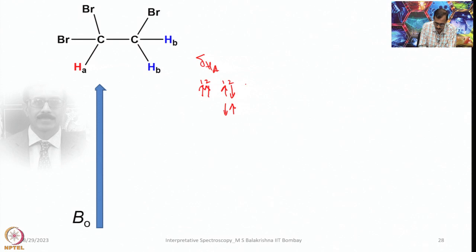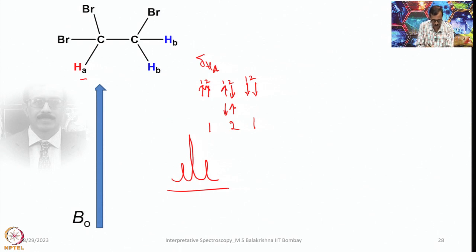Now the third one will be something like this, 1 and 2. So that means now if you just see, these two are degenerate, so this is one set and this is two set and this is one set. So this is how the signal due to HA appears as a triplet, something like this. This is for HA.